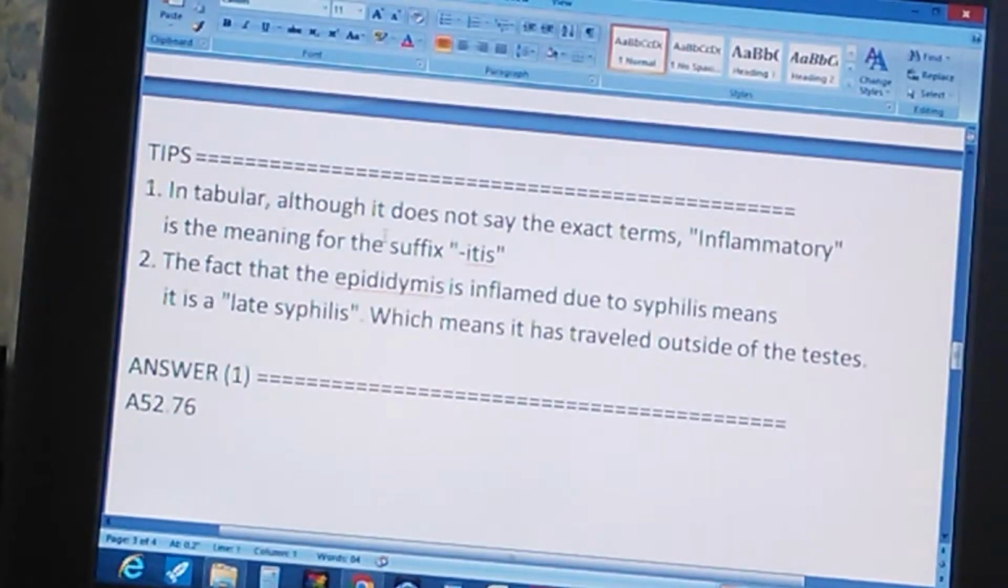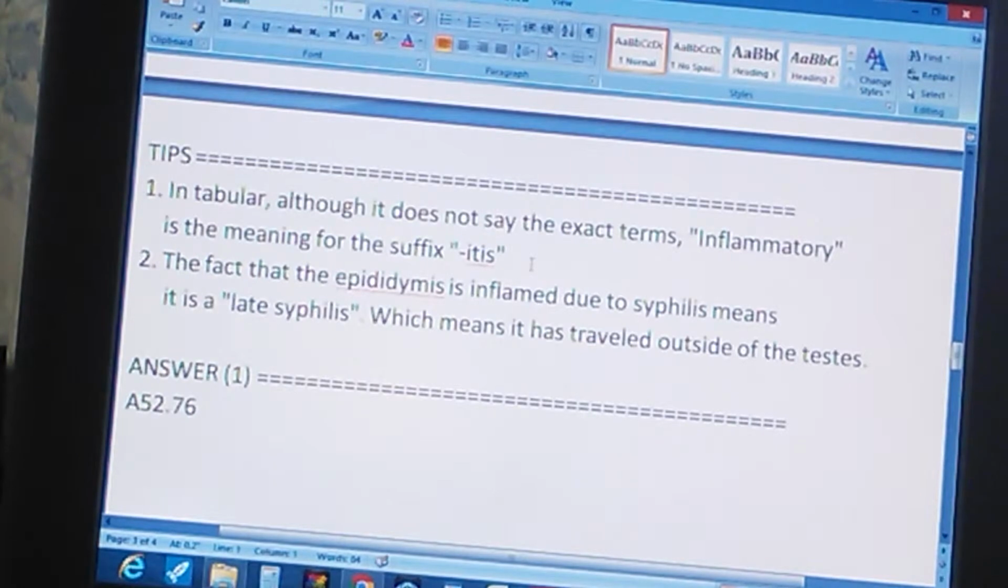The first tip. In tabular, although it does not say the exact terms, inflammatory is the meaning for the suffix itis. Right. When you see inflammatory there, they're talking about something with itis because that's inflammation, right? Now, the second tip.